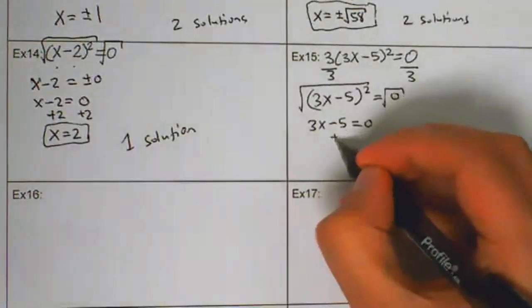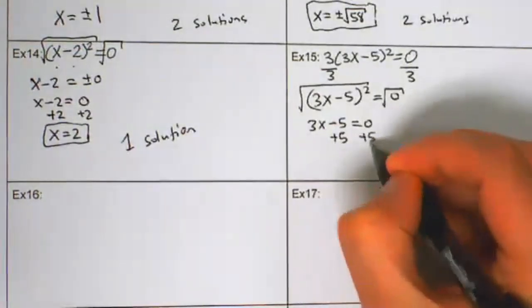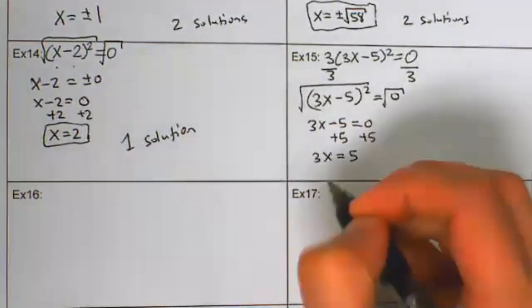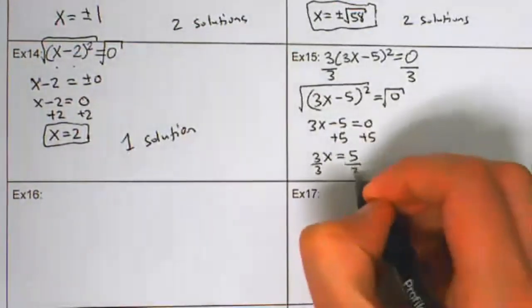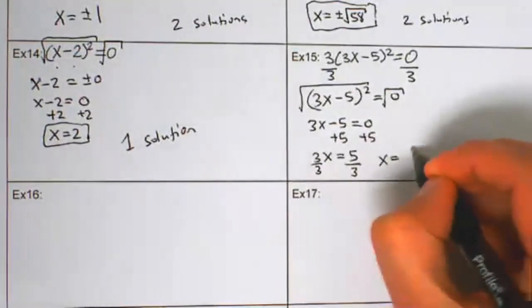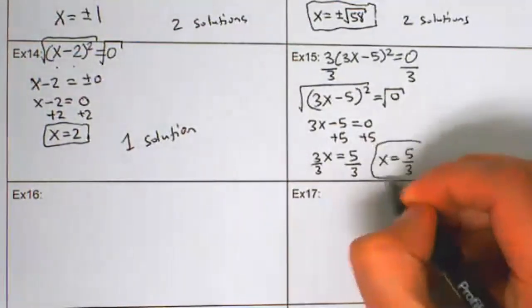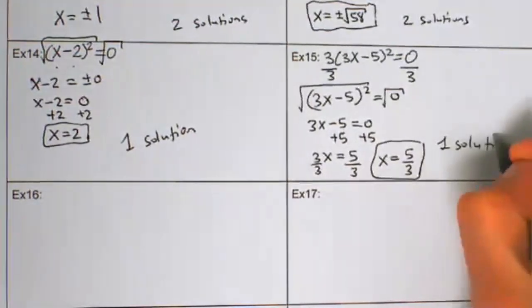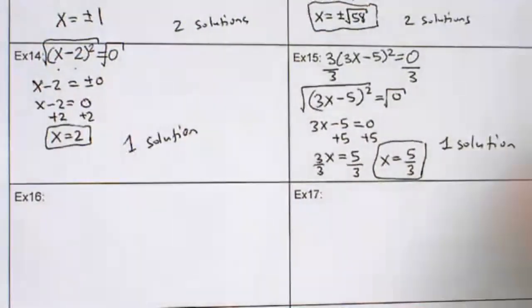So we need to do our opposite operation to get our x term alone by adding 5. That gives us 3x equals 5. Then divide by 3. And we get x equals 5/3. One solution. And I'm not going to bother to put this in decimal form because the decimal is non-terminating. So that should give you a pretty good idea of chapter 9.3, solving using square roots.